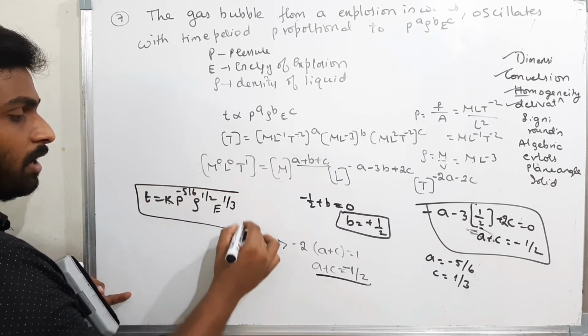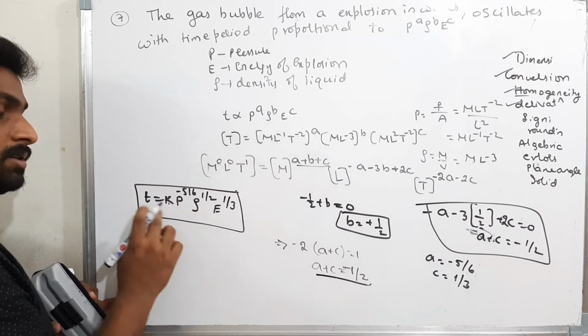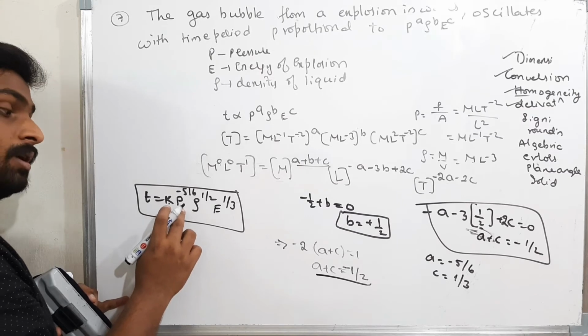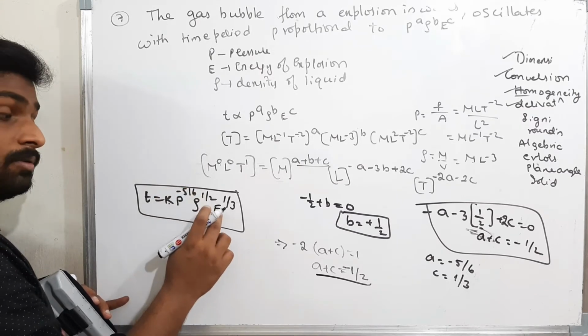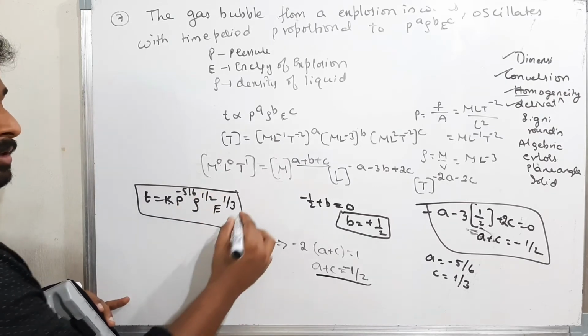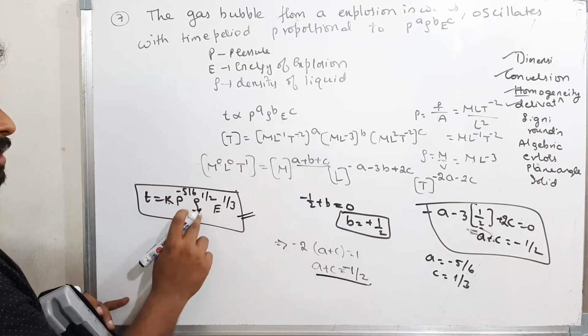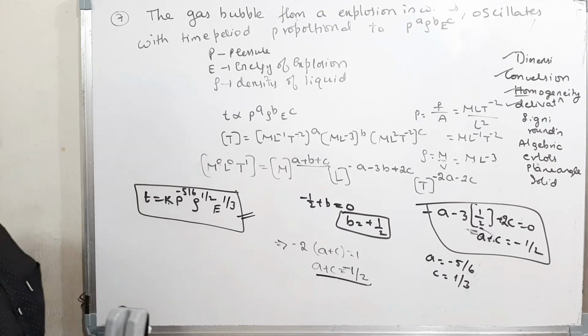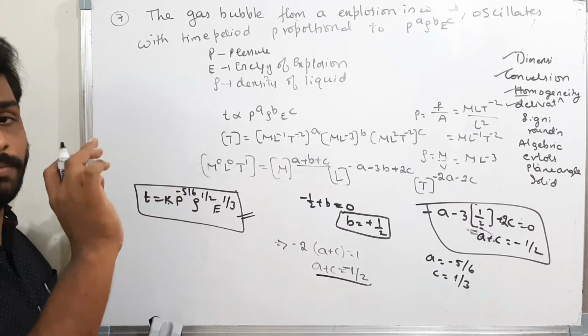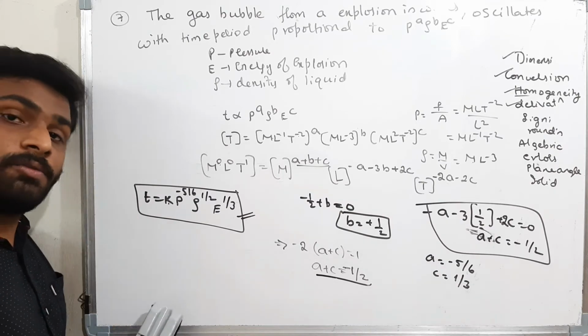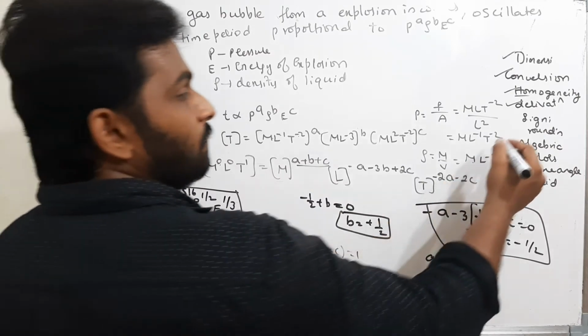Therefore, the formula for time period in terms of pressure, density, energy is T is equal to K into pressure power minus 5 by 6, density power 1 by 2 and energy power 1 by 3. This is the formula for time period in terms of pressure, energy and density, where K is a proportionality constant. The dimension for this constant is 1, that is, it is a dimensionless quantity. Okay, next we will see significant figures.